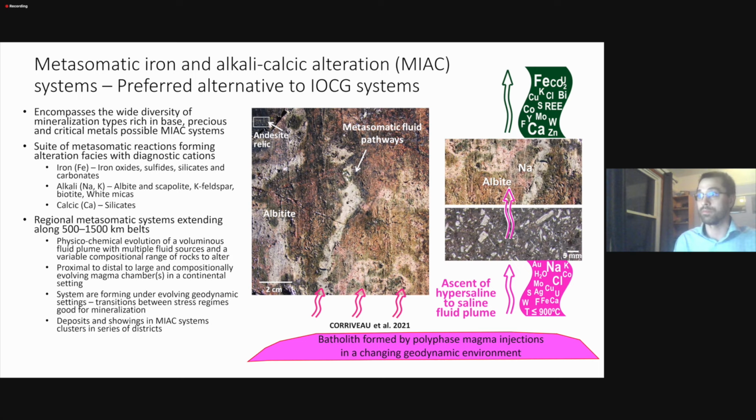They're also formed in geodynamic settings that are evolving, so they're not constant. Generally, the transition between stress regimes seems to be a good place to find zones of significant mineralization. Within these large systems extending over hundreds to thousands of kilometers, there are more discrete districts where mineral deposits, which can have very diversified metal assemblages and showings, cluster. In general, when there is one, there are others in the vicinity.